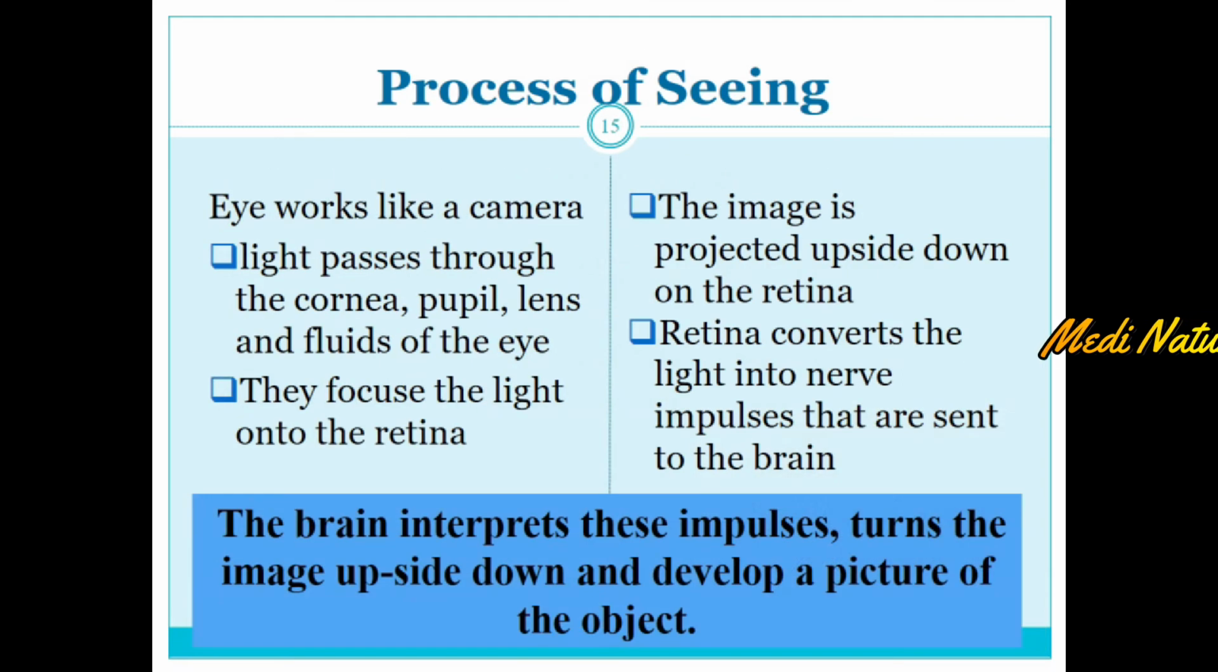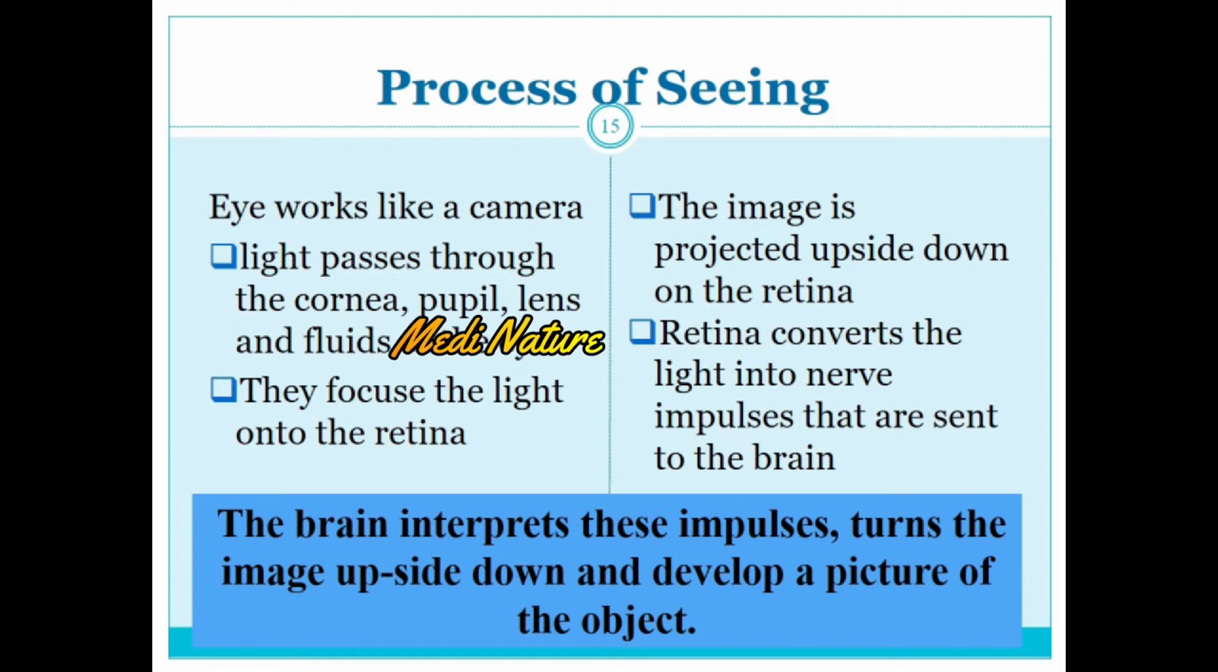Now let's see about the process of seeing or the sight. The eye works like a camera. First, the light passes through the cornea, pupil, lens, and through the fluids of the eye. Finally, light focuses onto the retina. There, on the retina, an image is projected upside down.